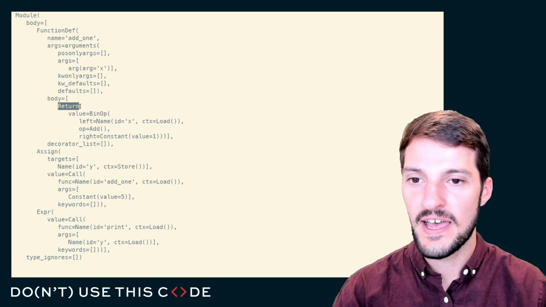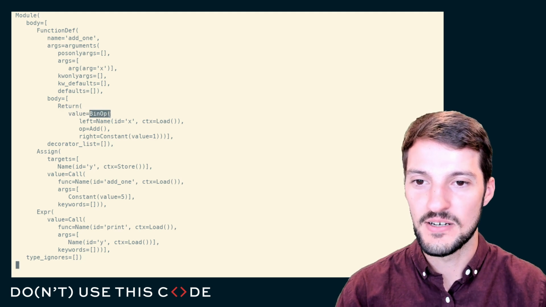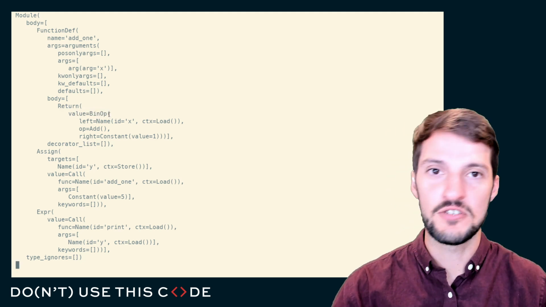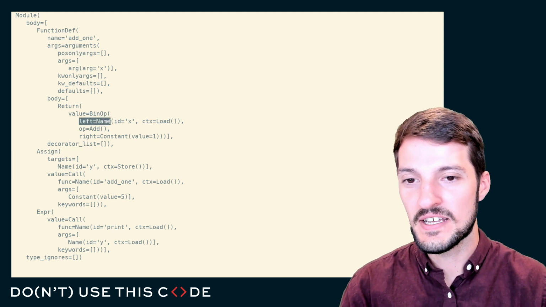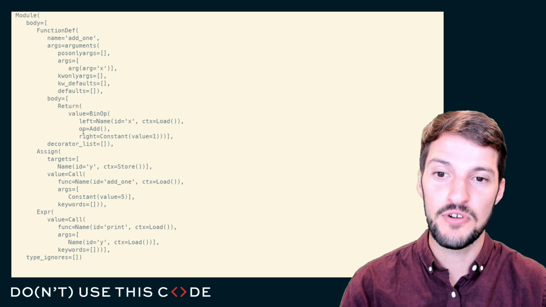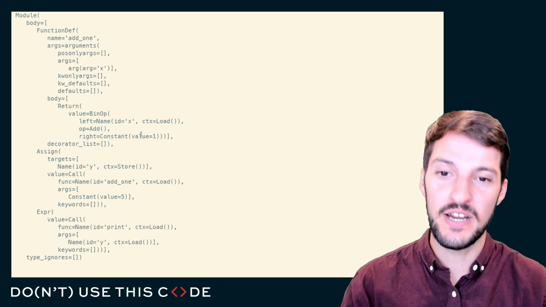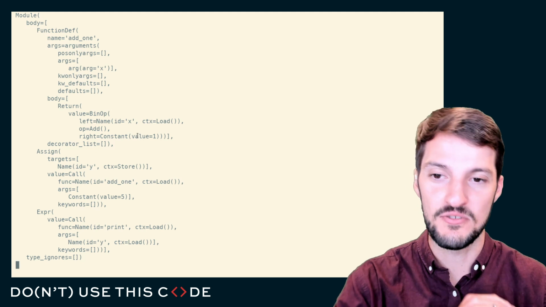And so in that function body, we see a return operation, which has a value of a binary operation, right? And that's going to be some add, subtract, multiply, divide. And what that does is it loads a variable named x on the left-hand side. It has an operator between them called add. And on the right-hand side, it has a constant of 1. That evaluates to return x plus 1.